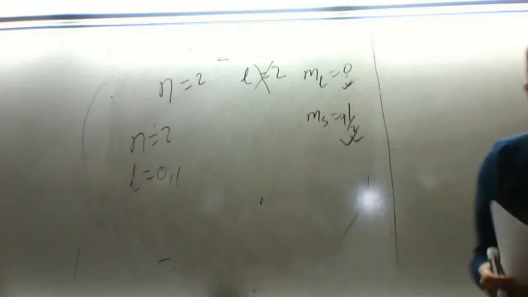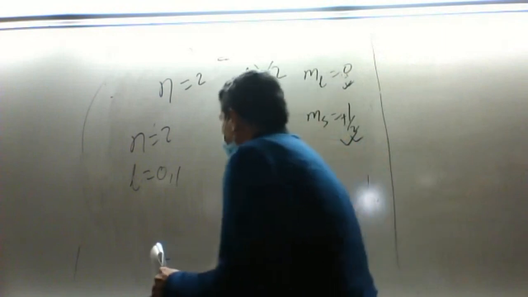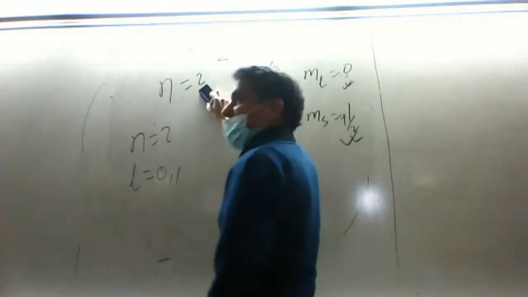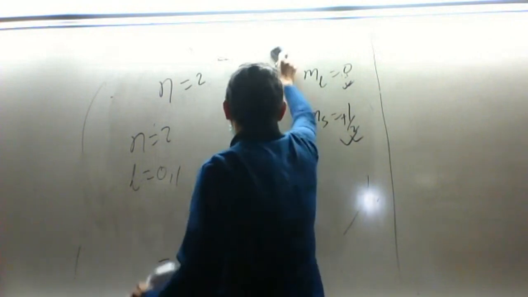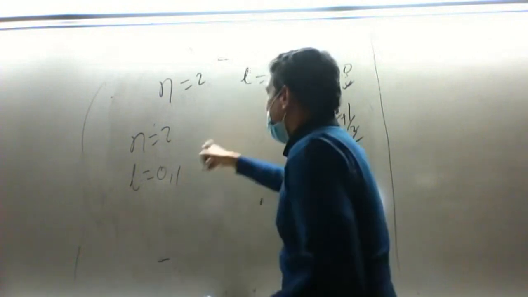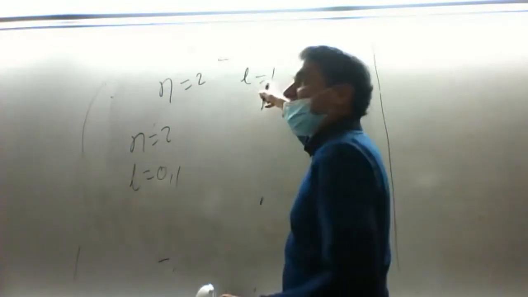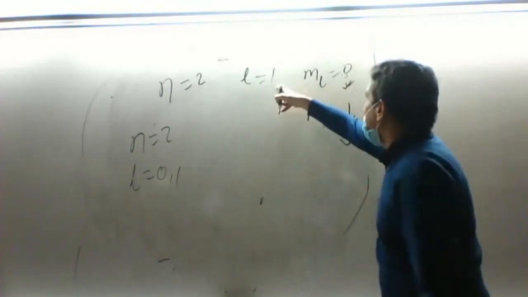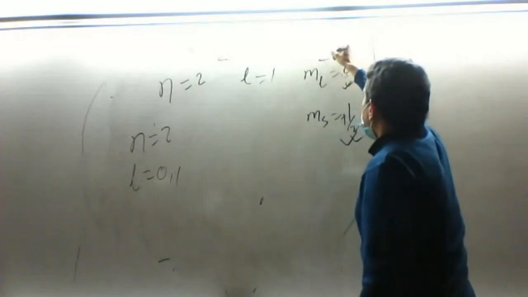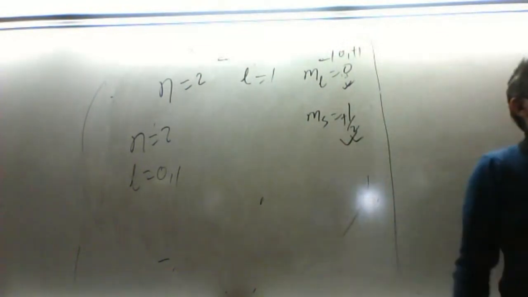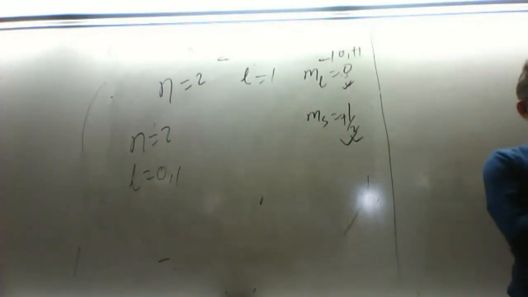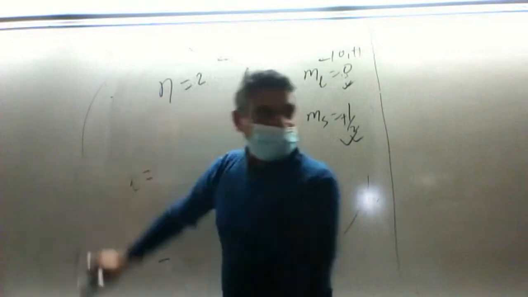Good. Now let's do another one. With n equals 2, L cannot be 2. L can only be 0 and 1. If he has given 1 here, it is possible, because for n equals 2, 0 and 1 are allowed. And going further, ML would be minus 1, 0, and plus 1. Clearly 0 is possible, and MS would be good, right? Everything would be good. Make sense? Good. Now, let's do one more. I'll give you 1 minute, and you are going to practice this.